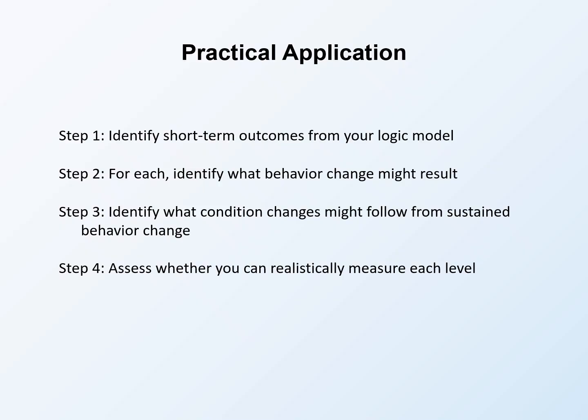Step 3. Identify what condition changes might follow from sustained behavior change. If participants maintain these behavior changes, how might their life circumstances improve? Be realistic about what changes are plausible. Step 4. Assess whether you can realistically measure each level of outcome. Do you have the follow-up capacity, measurement tools, and data access to document these changes? Adjust your logic model to include only measurable outcomes.